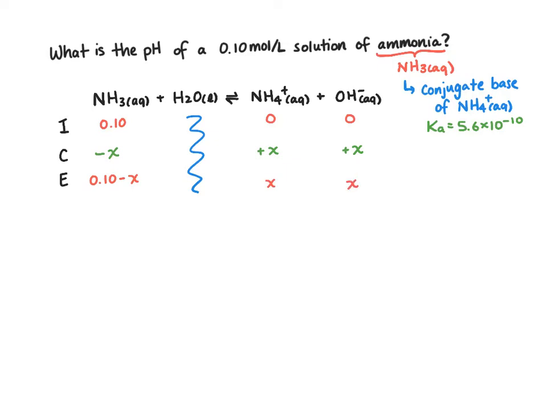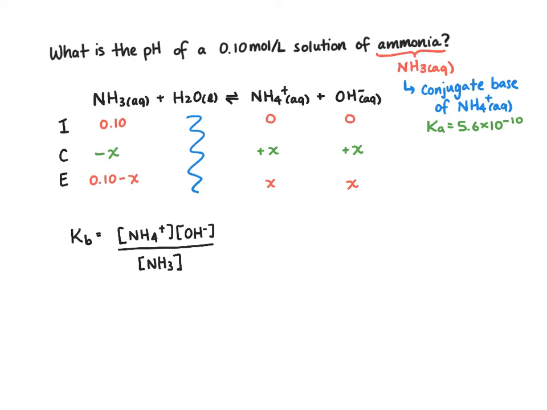So at this point, we can set up our Kb expression. So Kb, our base ionization constant, is going to be our products, so NH4 plus times hydroxide, divided by the concentration of ammonia. And again, we don't include water.